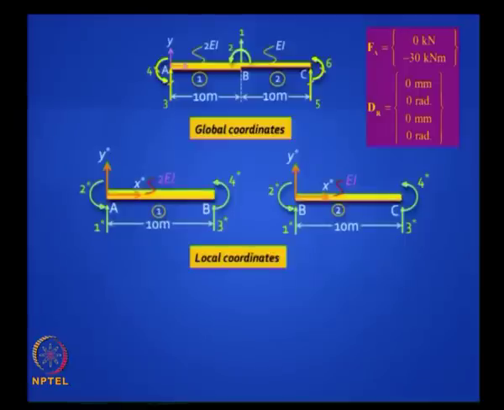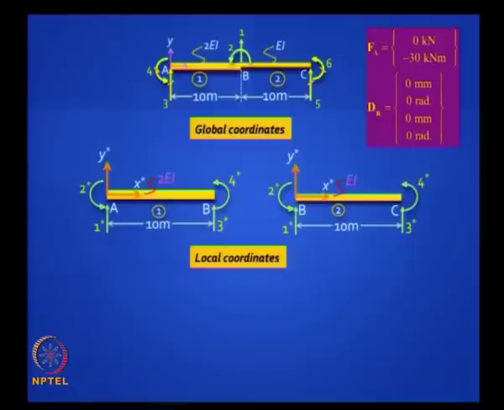Now local coordinates, you have 2 elements, both of them have the same span, 10 meter, they look alike, except the EI value is different. You have 2 EI for the first element and just EI. Do not plug in the EI value straight away because it gets eliminated, but if you want you can include it. So 4 degrees of freedom, very easy to do. Now what is your next step?